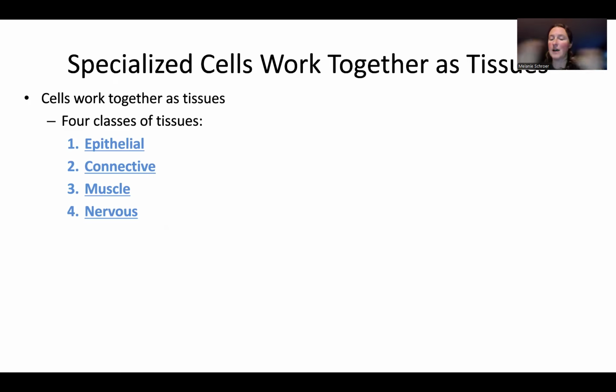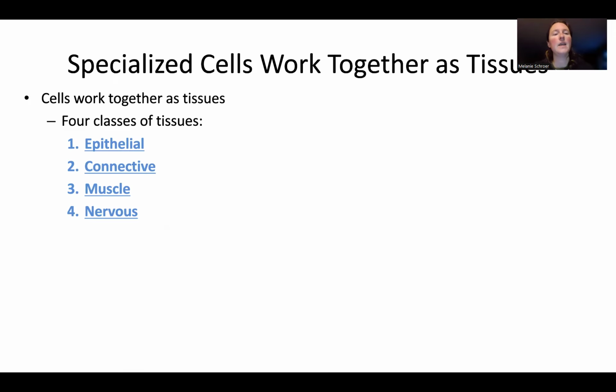Epithelial tissues cover things, they line things. Connective tissues do exactly that. They connect things, they form structure, they form glue, they form all sorts of different things. Our blood and our bones are also connective tissue. Muscle tissue is contractile, so it changes shape actively, and nervous tissue sends lightning fast electrical signals for our nervous system.